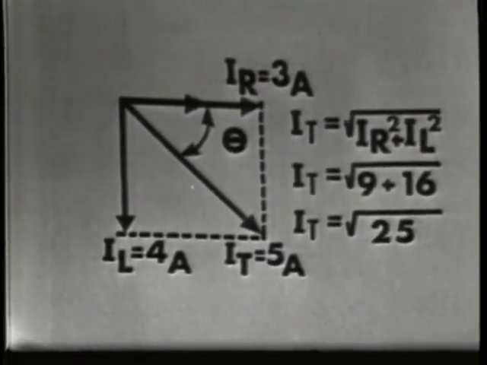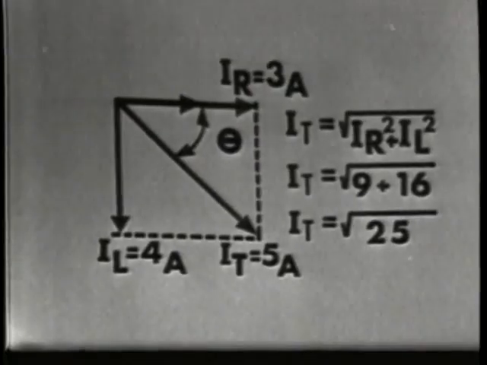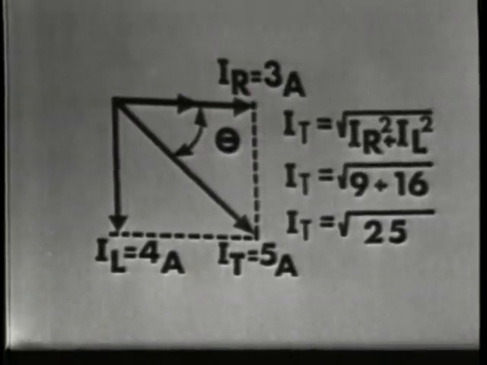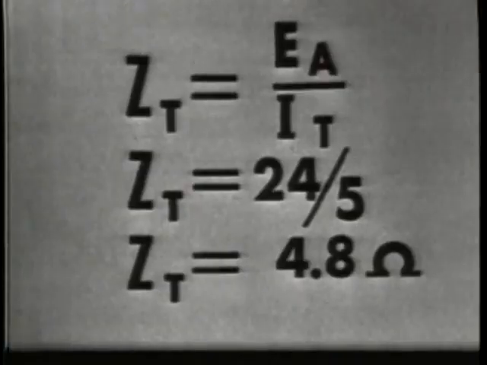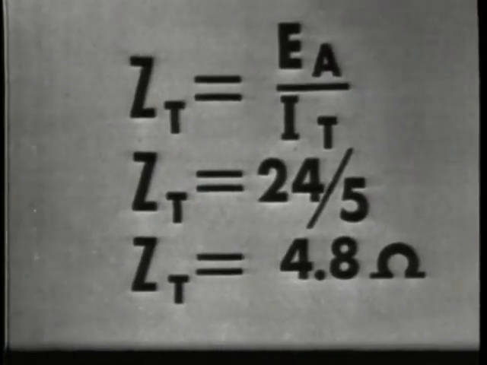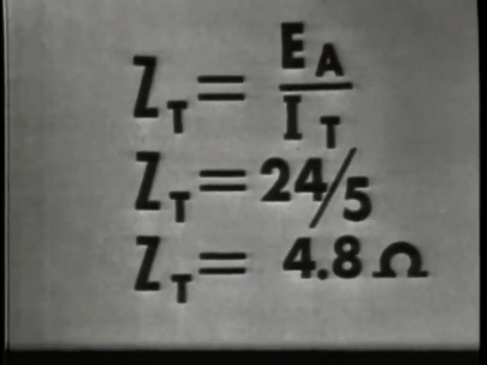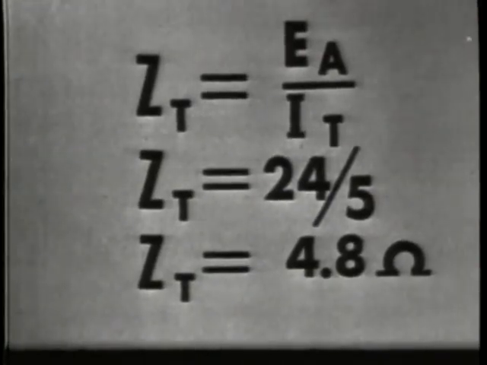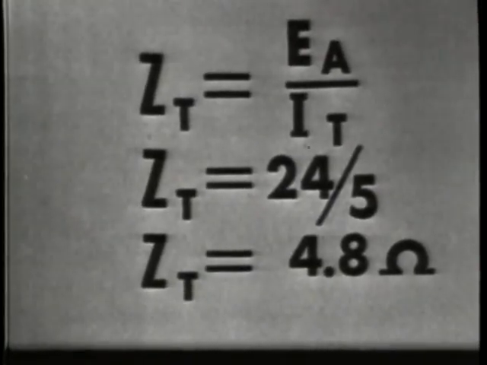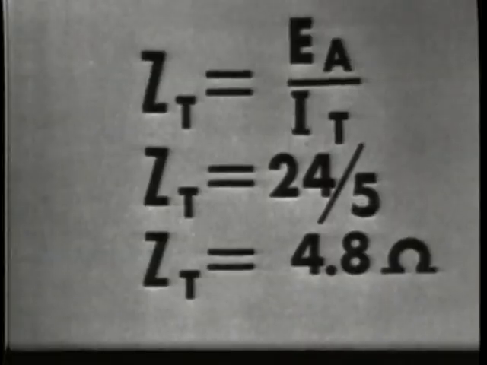Now, once total current is known, the total impedance of the circuit may be found simply by applying Ohm's law. ZT equals EA over IT, or 24 over 5. The total impedance is equal to 4.8 ohms.